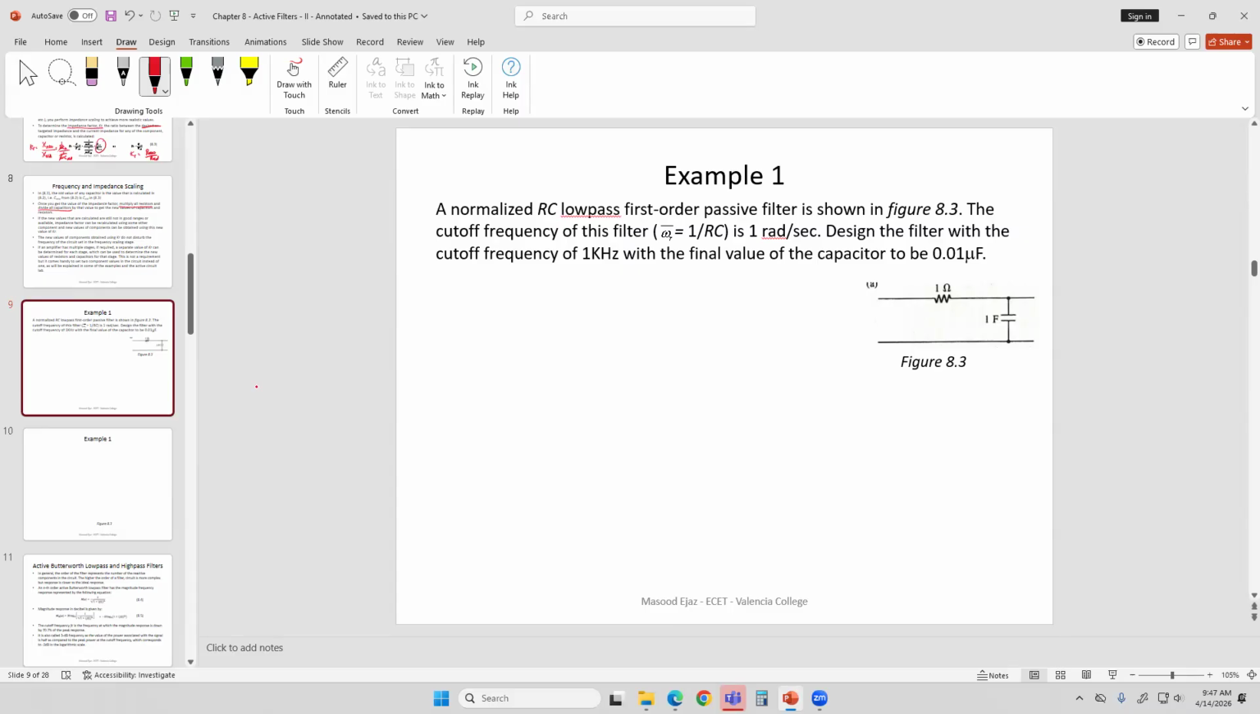So a normalized low pass filter is given. The normalized value of the resistor is 1 ohm, and the normalized value of the capacitor is 1 farad. Let's write down, who's going to tell me, this is V input and this is V output. What will be the output in terms of the input? Who's going to tell me?